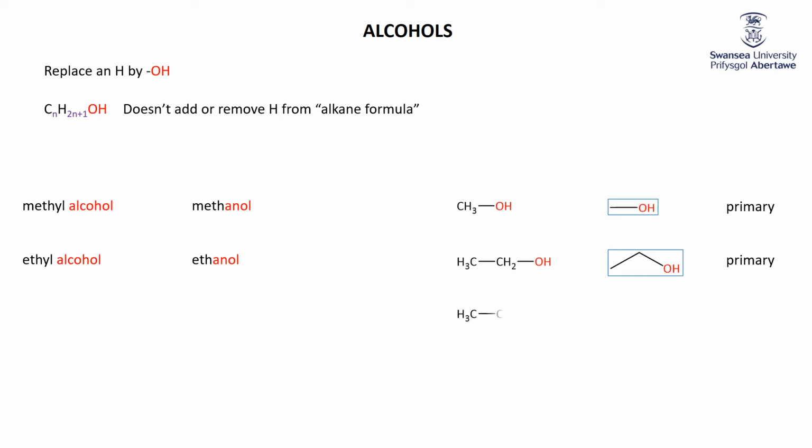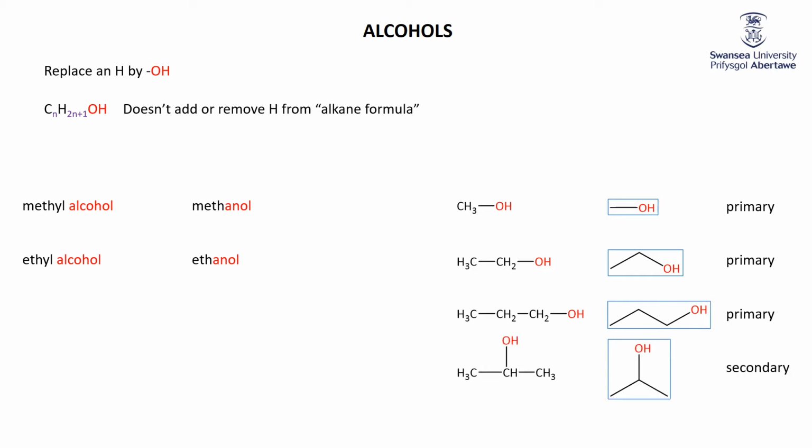Now when we get down to the 3 carbon alcohols, there are 2 possible isomers. So there's our normal old propane, 1, 2, 3. We can put the OH on the 1st carbon or the 2nd carbon. When we put it on the 1st carbon, it makes a primary alcohol. On the 2nd carbon, it makes a secondary alcohol.